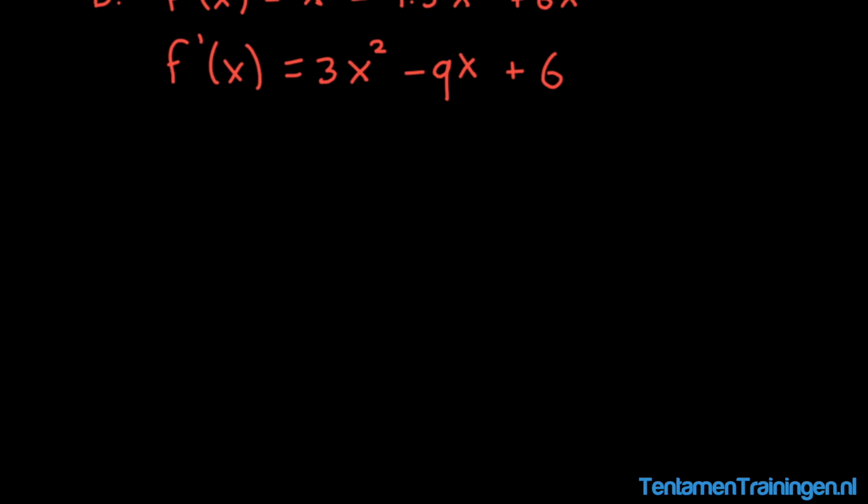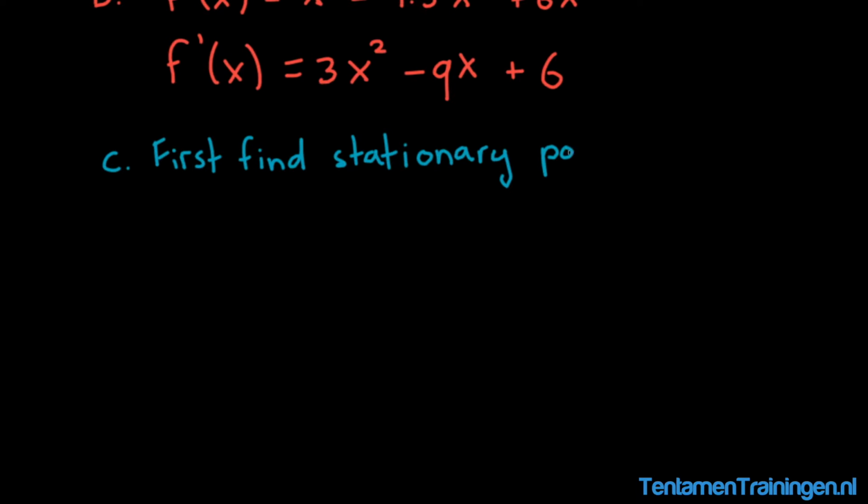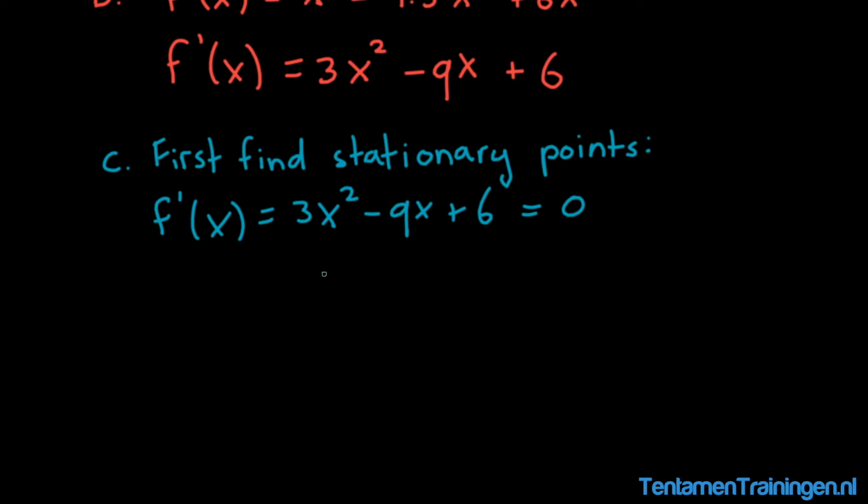But now for part C, we have to find the extreme points and values and classify them. If we want to find the extreme points of a function, we start out by looking for the stationary points. So stationary points are the first thing we want to find. And what are the stationary points? Stationary points are the points where the derivative of the function is equal to 0. So the derivative, which we just calculated, we set equal to 0.